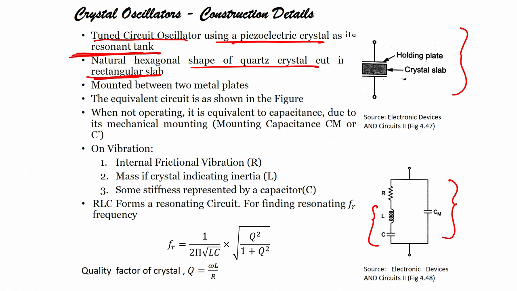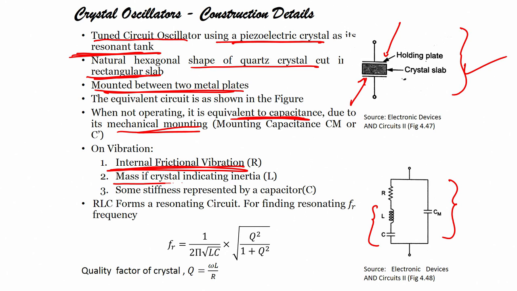Now, this crystal is mounted between two metal plates, which you can see here, right. When not operating, it is equivalent to a capacitor due to its mechanical mounting, because you have two conducting plates separated by some dielectric material. Now, on vibration, the crystal has mass indicating inertia, and some stiffness represented by capacitance C. So on vibration, we have these three components R, L and C that you can see right over here.